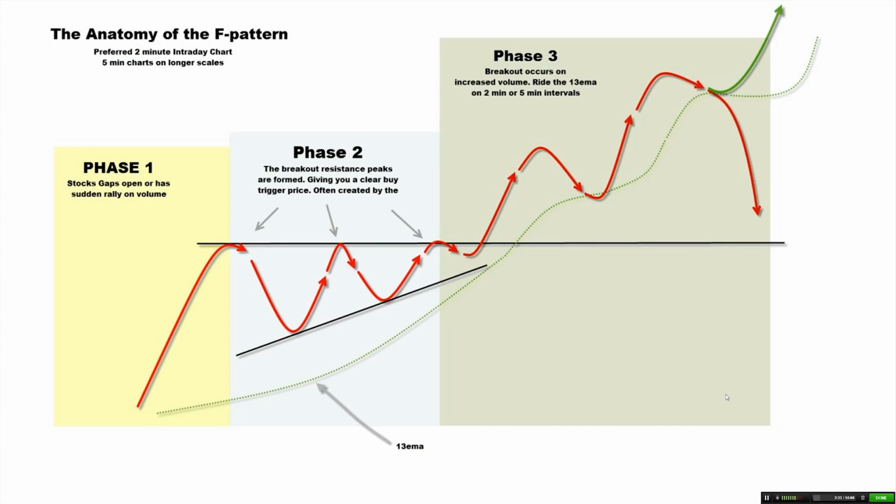So, here's the anatomy of the F pattern. Essentially, it's a Fus 4 on a shorter term scale on the intraday chart. So obviously, phase 1, you see some kind of momentum. The stock's going to be rising on volume. That's typically either some kind of technical breakout, or sometimes it can be news, which is usually a very bullish thing. It's always nice to have some kind of catalyst pushing that stock.